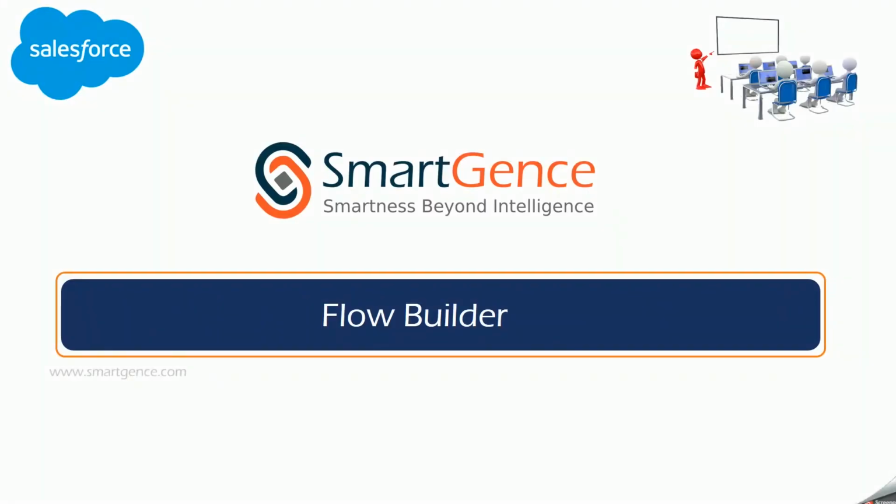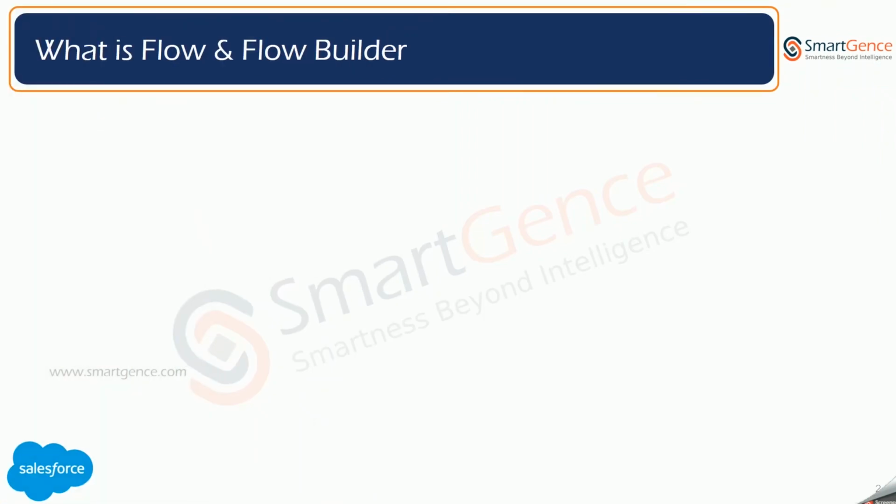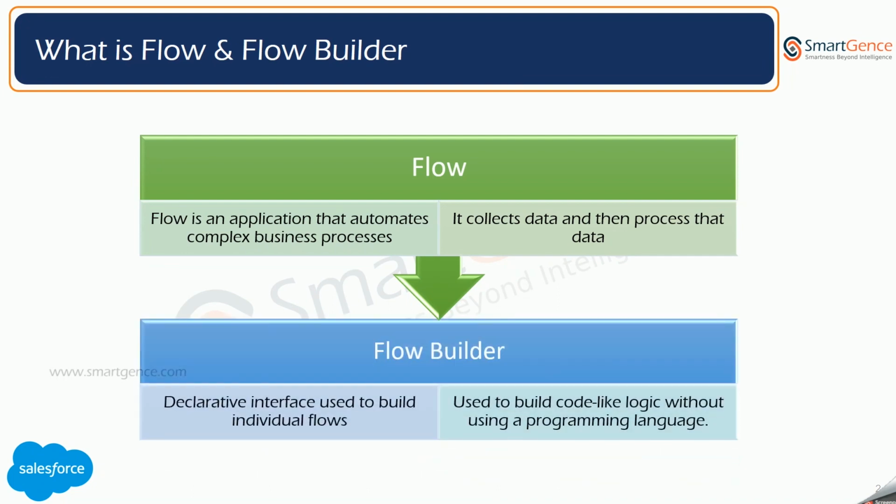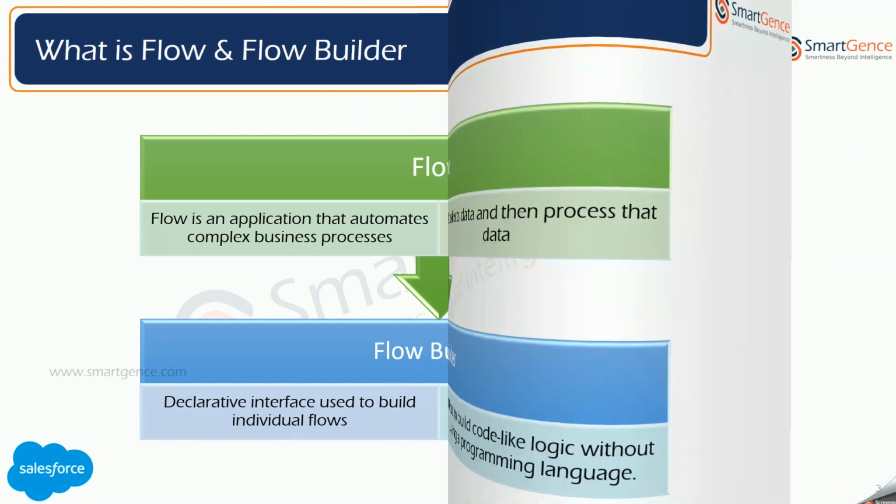So this session would be on flow builder. Firstly, let us see what is a flow and a flow builder. A flow is an inbuilt application which would automate complex business processes, and what it would mostly do is collect data and process that data. A flow builder is basically an interface where we would be building those individual flows. It will allow us to build some code-like logic, but without using any programming language. So that is basically the pro of this flow and flow builder.